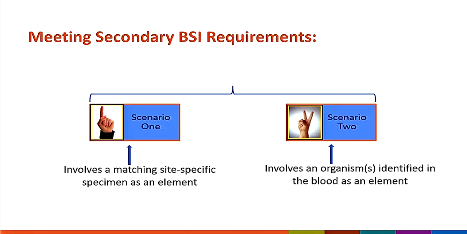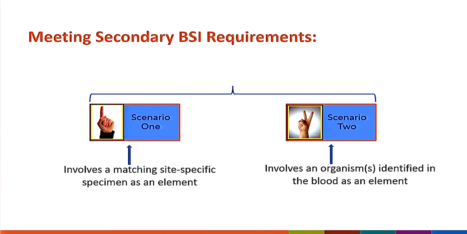And we really have just two scenarios in which a BSI could be deemed to be secondary to another site of infection. Scenario one, which we're going to talk about first, and we'll talk pretty in depth about both of these types of scenarios, involves a matching site-specific specimen. And when we say matching, we mean that it matches an organism identified in the blood, and that site-specific specimen is an element of the infection criterion for this specific type of infection.